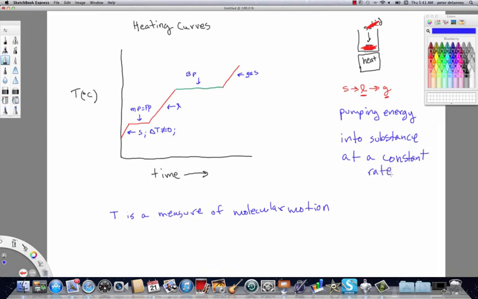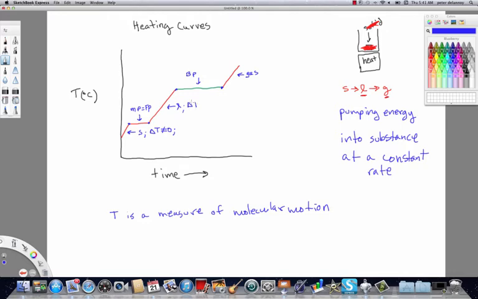At a constant rate. So nowhere in this experiment have we ever changed the heating rate. Even in these points where the temperature is not changing, we're still pumping energy into the substance at a constant rate. So coming back to the sections where the temperature is changing, what does that mean exactly? We're pumping energy into the substance across these regions where the temperature is changing.